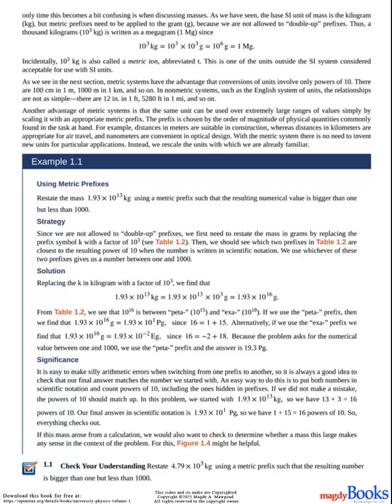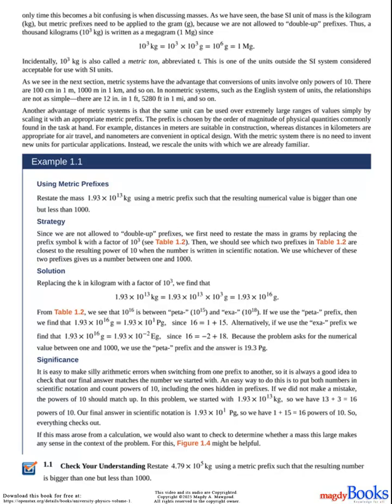Example 1.1. Using metric prefixes. Restate the mass 1.93 multiplied by 10^13 kilogram using a metric prefix such that the resulting numerical value is bigger than 1 but less than 1000.